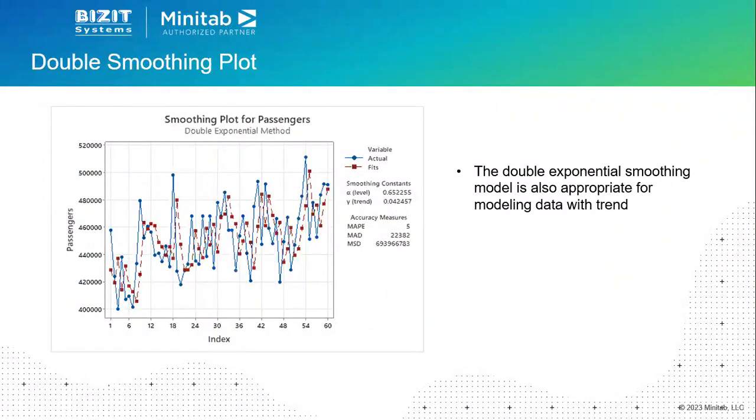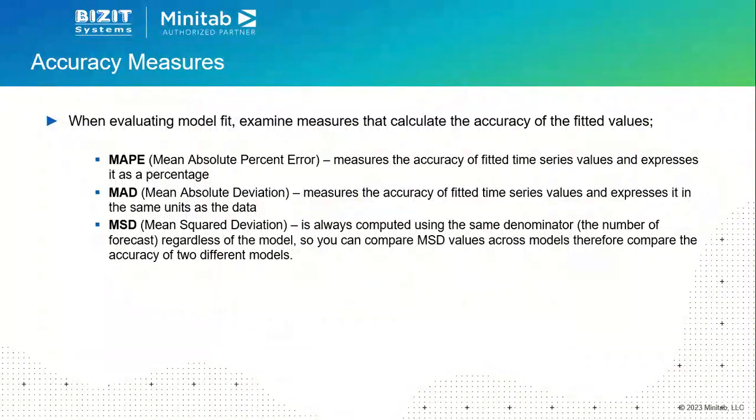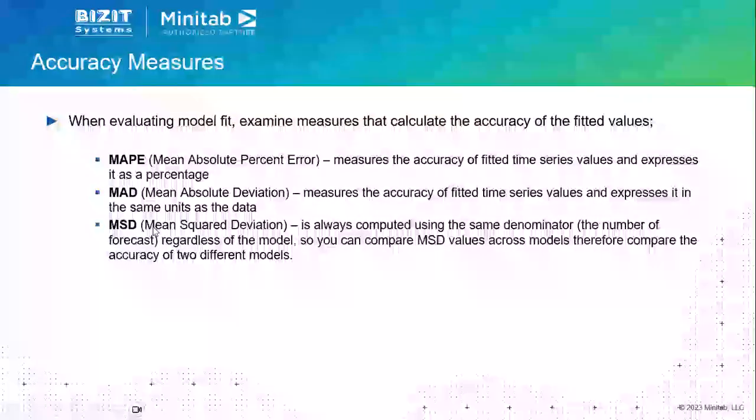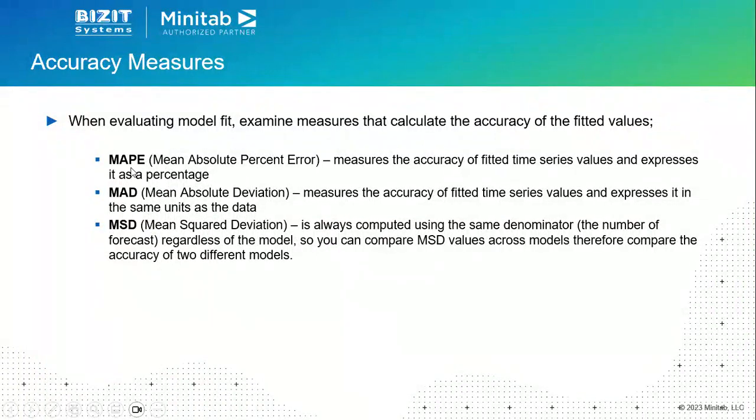When you evaluate the model fit, we examine the measures that calculate the accuracy of the fitted values. For those who already have some knowledge of regression, we use R-squared. But for time series, we use the mean absolute percent error. It measures the accuracy of the fitted time series values and expresses it as a percentage. Or maybe you look at the MAD, the mean absolute deviation, which measures the accuracy of fitted values and expresses it in the same unit as the data.